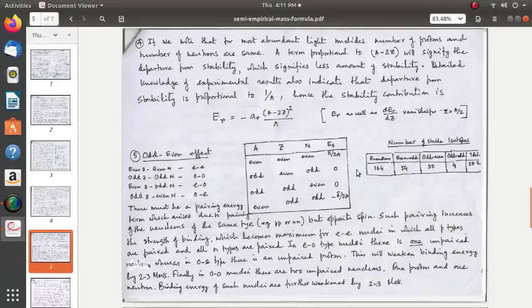And in the odd-odd cases, neither the protons nor the neutrons can be fully paired, because both of them are odd. So there will be 2 unpaired nucleons, 1 unpaired proton and 1 unpaired neutron. So 2 of them will remain unpaired. So the binding energy of such a nucleus will be further weakened. So it will have a negative contribution. This coefficient will be negative, and this coefficient will be positive.